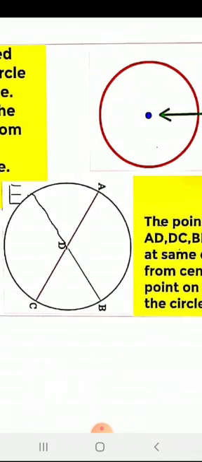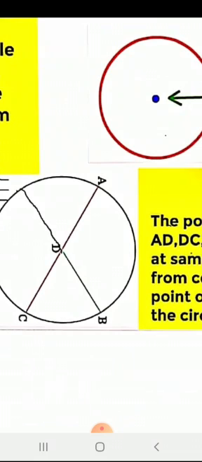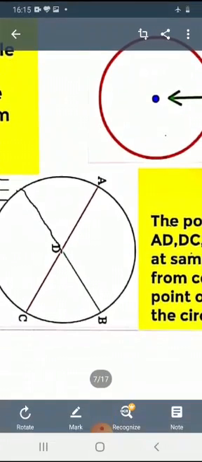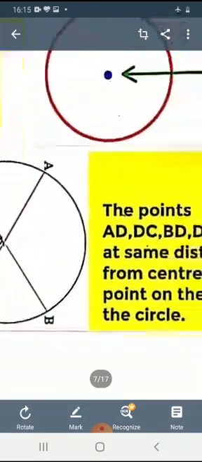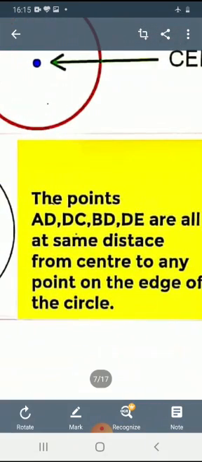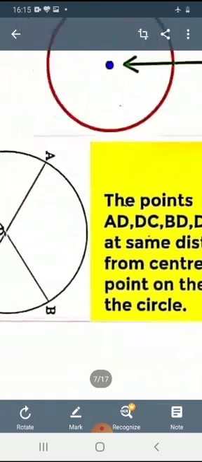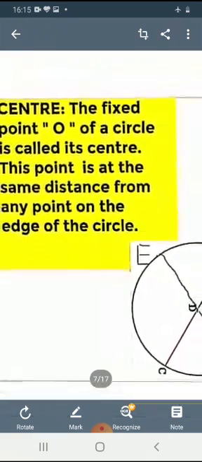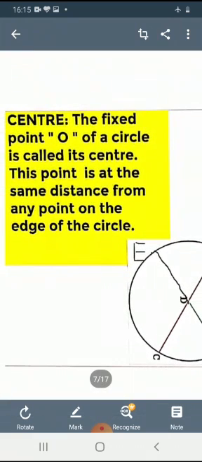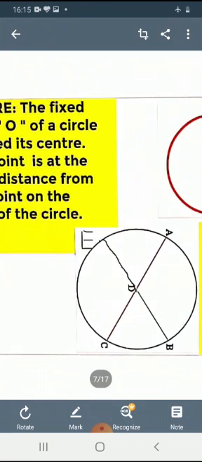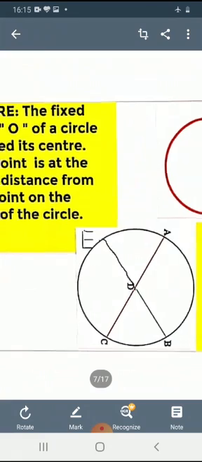I have marked the center as D. From D to A I am drawing, D to B, D to C and D to E. All these lines will be at the same distance from the center to any point on the edge of the circle. All will be equal. Now what is a center? The fixed point O of a circle is called its center. This point is at the same distance from any point on the edge of the circle. On the edge of the circle means, see here the edges are E, C, B, A. On any edge of the circle we are marking points.